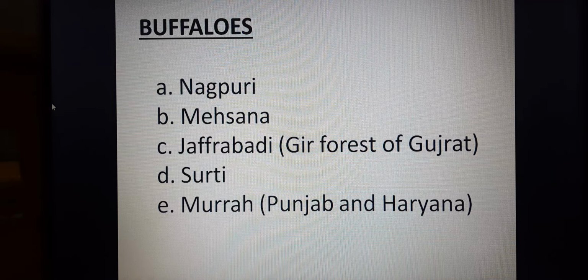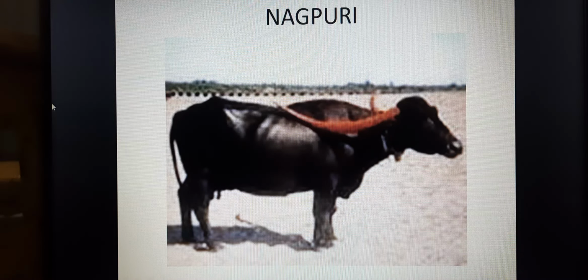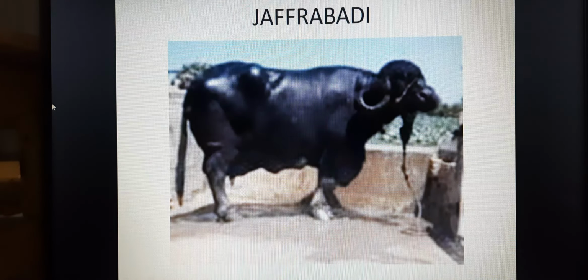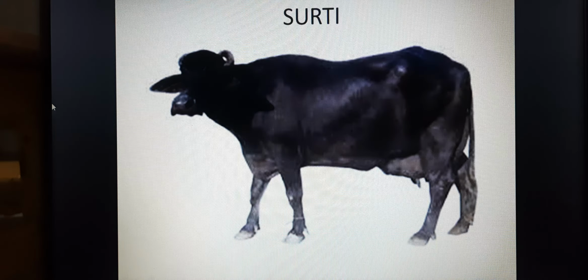Buffaloes: Nagpuri, Mehsana, Jafrabadi, that is Jafrabadi also from Gujarat, Surti, Murrah from Punjab and Haryana. You see their slides. This is Nagpuri buffalo. Buffalo are used more because their milk possesses more fats and their production is also optimum. This is Mehsana. This is Jafrabadi, Surti, Murrah.